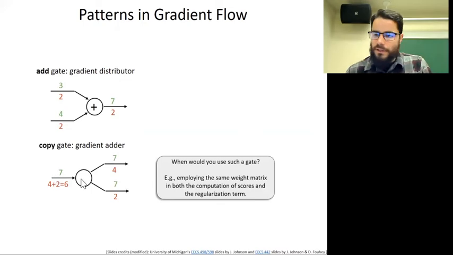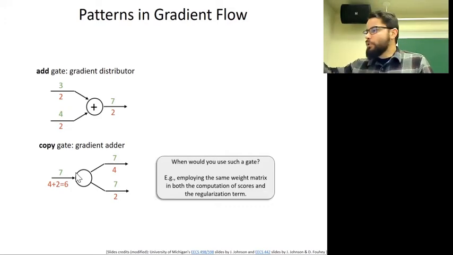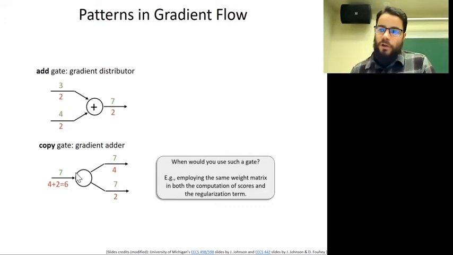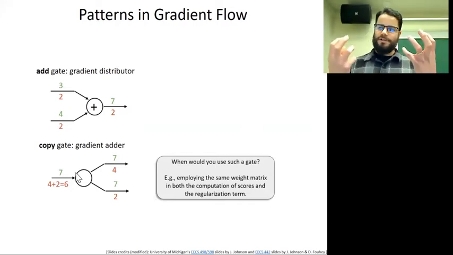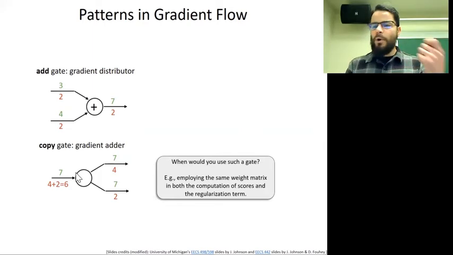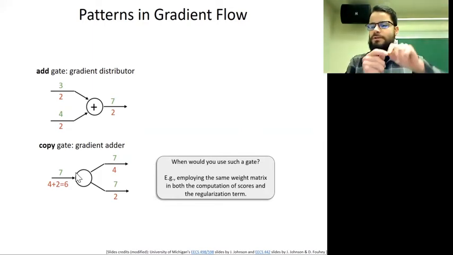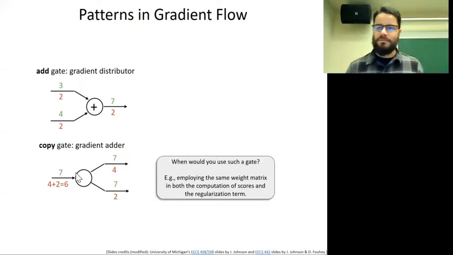The copy gate is just going to get a particular input and copy it to both the outputs. You might ask yourself, when would I use such a gate? If you're talking about, for example, the calculation of the loss, and the calculation of the loss is formed by both the data loss and the regularization term. Well, the weight matrix is used in both of them. So at some point in your computational graph, you will need to save the values of the weight and to send them to 2 different places at the same time. That is when a copy gate might be useful in a computational graph.